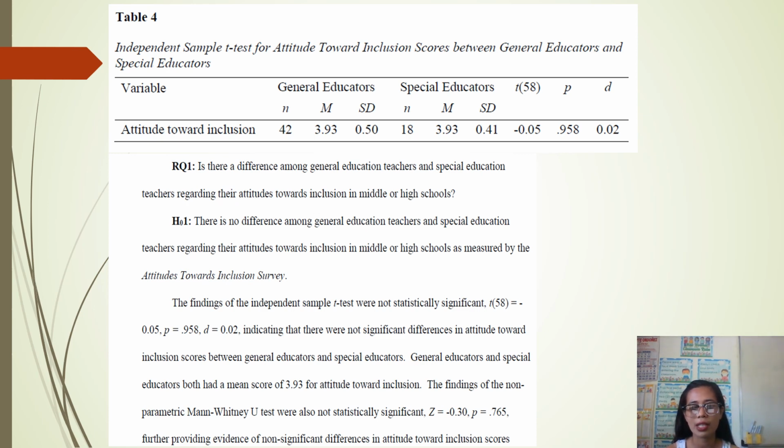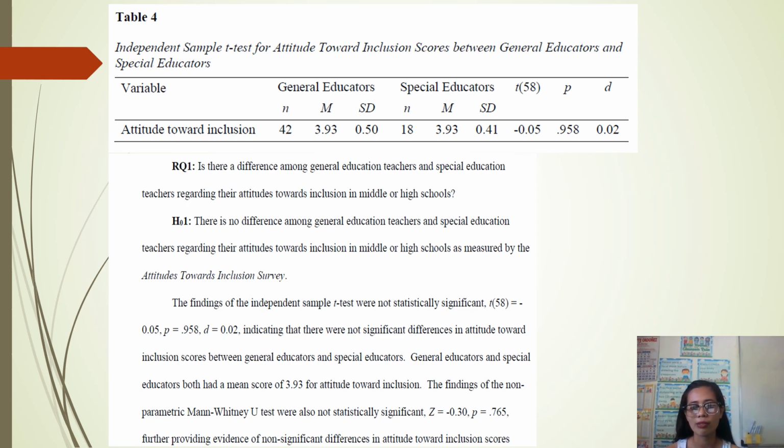The findings of the independent sample t-test were not statistically significant. t(58) equals negative 0.05, p equals 0.958, and d equals 0.02, indicating that there were not significant differences in attitude toward inclusion scores between general educators and special educators. General educators and special educators both had a mean score of 3.93 for attitude toward inclusion.